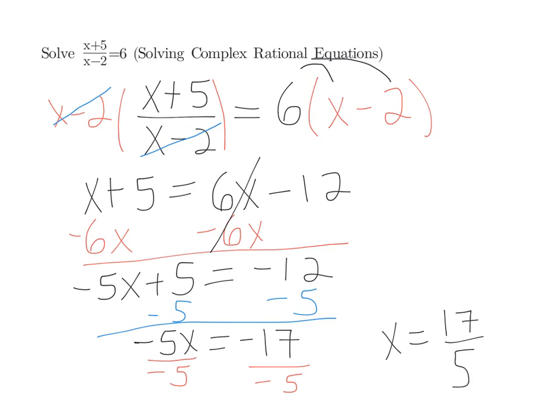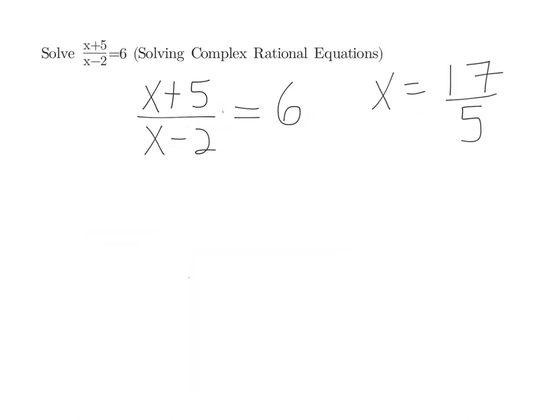But you're not done yet. Because we do have a rational equation, remember, we cannot have a 0 in the denominator, so we're going to check to make sure that this x value does not give us a 0 in the denominator. So the denominator in our rational equation is x minus 2. I'm going to set it equal to 0 because I want to find out what x value makes that denominator 0. If it's not equal to the x value that we found, which was 17 over 5, then we're good with our answer.